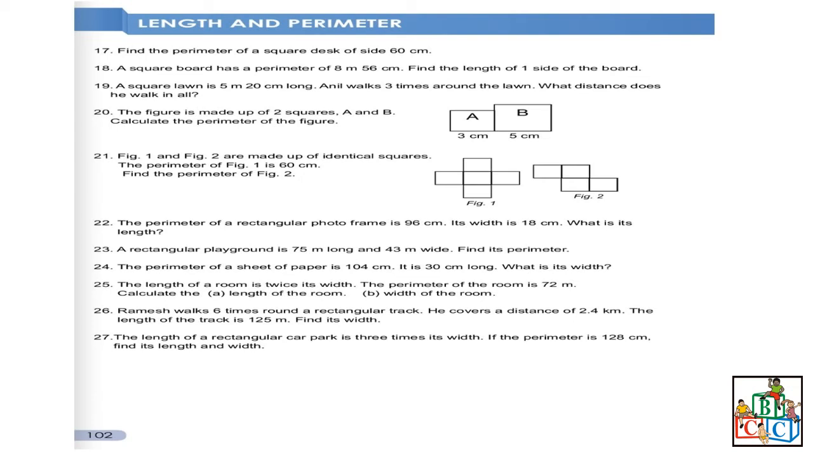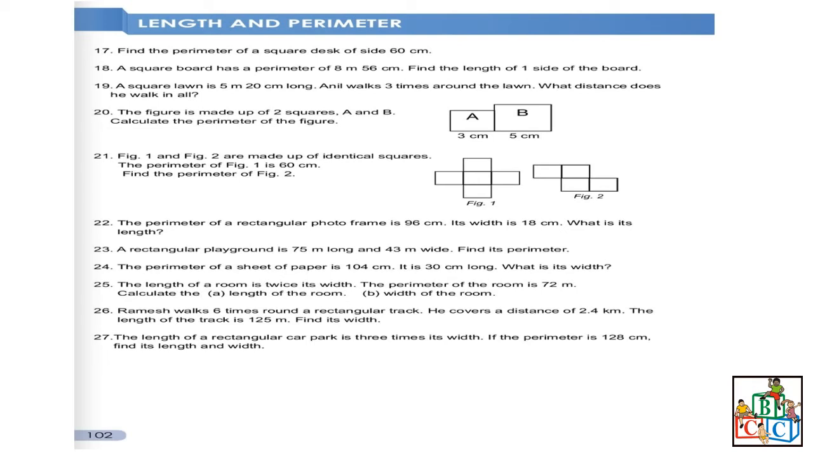Number 27. The length of a rectangular curve is 3 times its width. If the perimeter is 128 centimeters, find its length and width. So this question is the same as question number 25. 3 times its width. Okay, so now let us take a look at some of the questions. I am going to explain to you some of the questions. For example, 17, 18, 19. This I think you can work out, very simple questions.